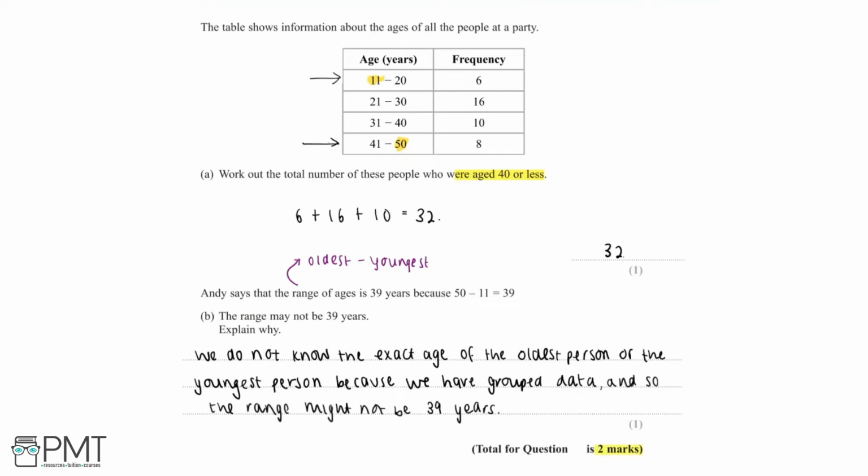Now this question is worth 2 marks in total. We get the first mark for correctly answering part A, and for finding that the total number of these people aged 40 or less is equal to 32. And we get the second mark in part B for explaining why the range might not be equal to 39 years.